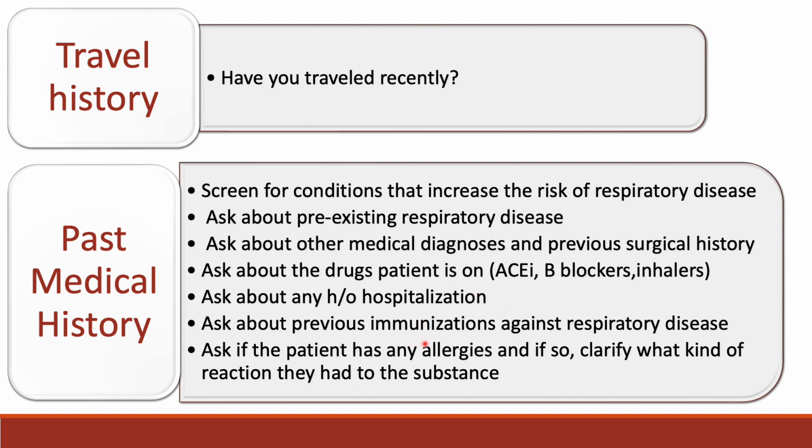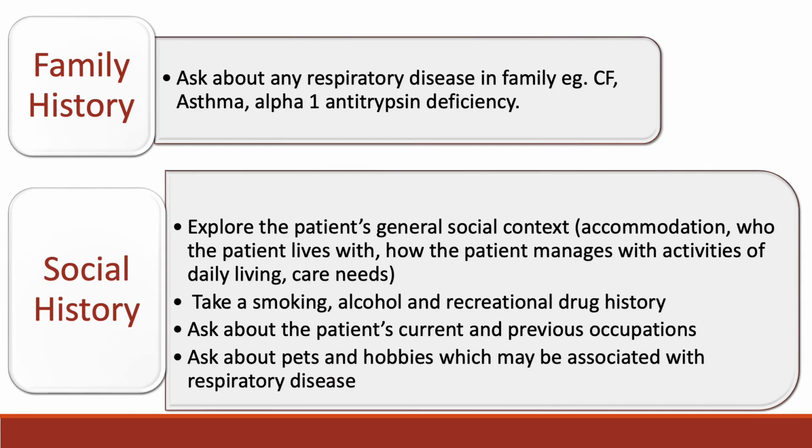You can ask about the immunization status, like are they vaccinated for pneumococcal or influenza? You can ask about all those things. Okay. Coming on to the family history, you should ask about any respiratory disease that's running in the family, like cystic fibrosis, asthma, alpha-1 antitrypsin deficiency. These are more specific to respiratory disease, but you can even ask about a history of diabetes or hypertension that is running in your family.